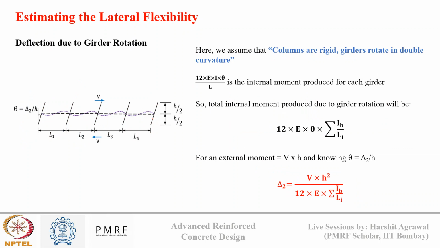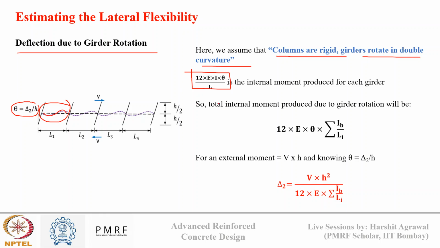Now, in the second case, for calculating the deflection due to girder rotations, we'll assume that the columns are rigid, and only the girders are rotating in double curvature. This is what we mean by double curvature. So like this, girders are rotating. In this case, if we apply a rotation of angle theta at the end, then the internal moment that will be produced for a girder is 12EI theta by L.